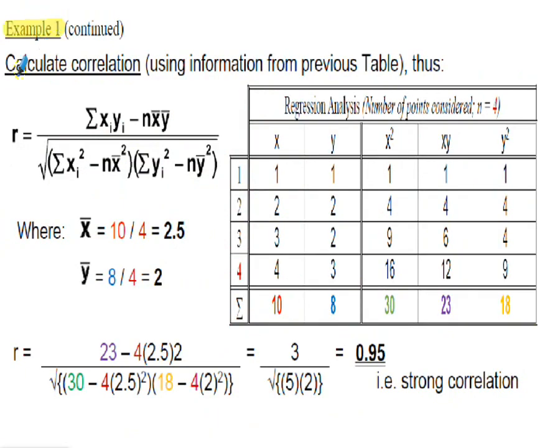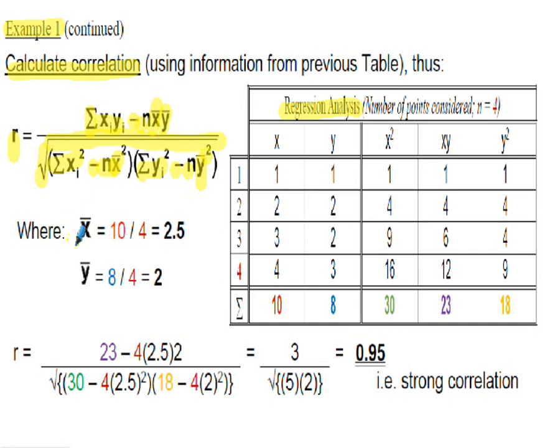Example 1 continued here. We're now going to calculate the correlation, the R value, and again I just repeated this regression table for convenience. Our formula given on the previous slide for R is shown here. It's summation of the xy values, take away n times the x bar times the y bar, that's the numerator, and it's all divided by the square root of, and we've got 2 brackets here, summation of the x squared values, take away n times the x bar squared, in the first bracket there, and the second bracket, summation of the y squared values, take away n times the y bar squared. And don't forget, again, the denominator is all square rooted.